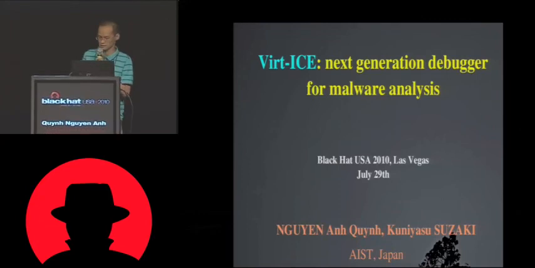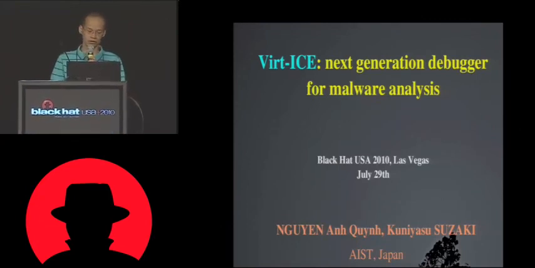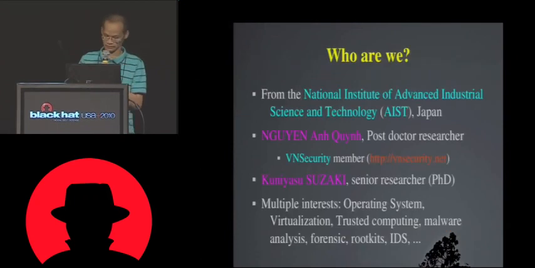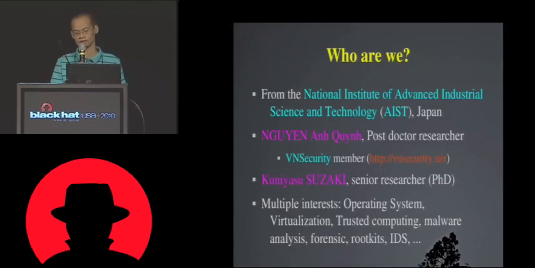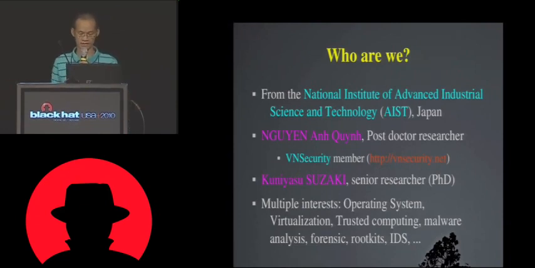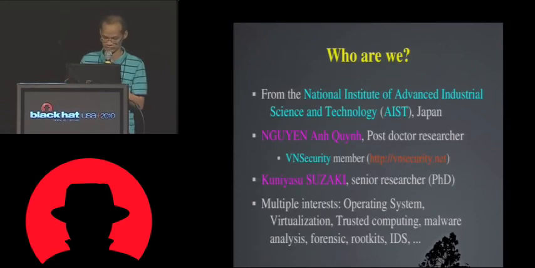Okay, so in the next talk, we're going to introduce a debugger, which is specially built to analyze malware, and the debugger is named Virt ICE. We are two people here, from a national research lab named AIST in Japan. My name is NGUYEN Anh Quynh. I'm a researcher in AIST, and I'm also a member of VN security team. Here is Mr. Kuniyasu Suzaki, who is a senior researcher of my team.